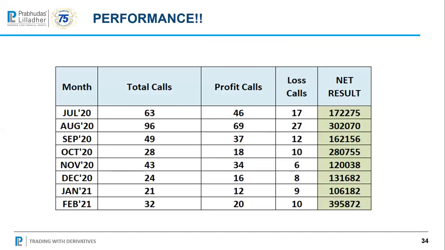So these are just the past 6-7 months of my desk's performance, how it has been: the number of calls generated, profit calls, loss calls, and net, what we are gaining.